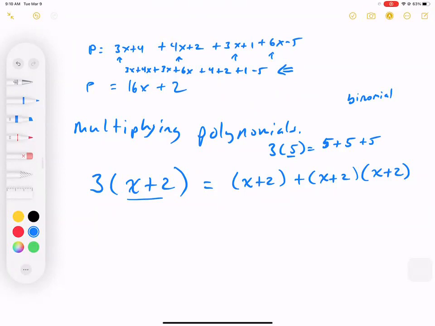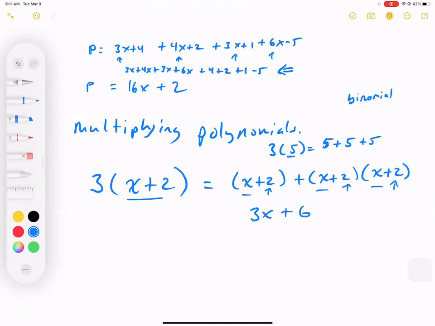So what's the difference between me using multiplication as addition, like 3 times 5 is 5 plus 5 plus 5, or 3 times x plus 2, which is just x plus 2, x plus 2, x plus 2? There's no difference. It's just we're looking at it in a different way using different objects. Well, if I'm adding x plus x plus x, isn't that 3x? And 2 plus 2 plus 2 is 6.